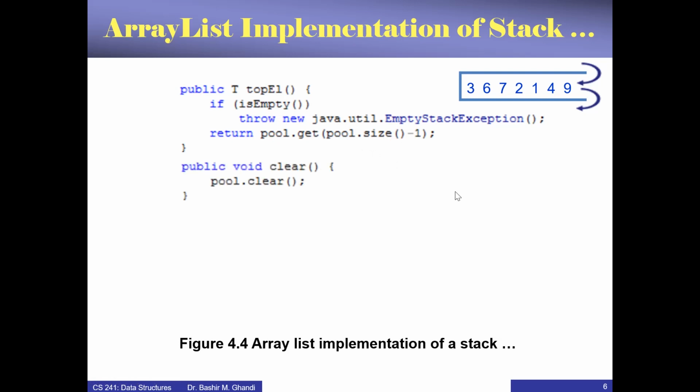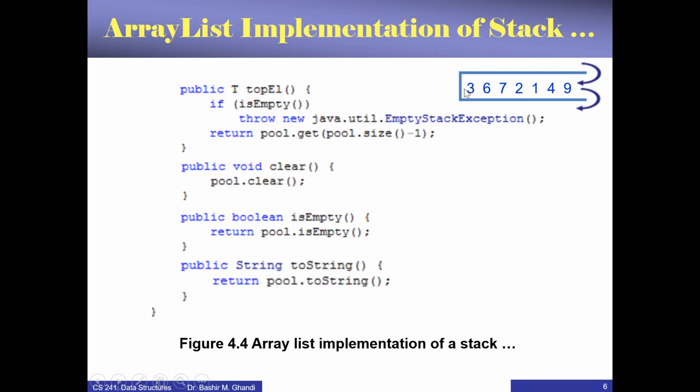Okay, now these are the other remaining methods. Clear. To clear the stack, just clear the pull, clear the array list. And similarly, to check if the stack is empty, just call pull.isEmpty, because array list has its empty method, so just call it. So toString. Again, array list has a toString. So just say pull.toString. It will return to you all these elements in the array list, but as one string. Okay, so that is the implementation of stack using array list.